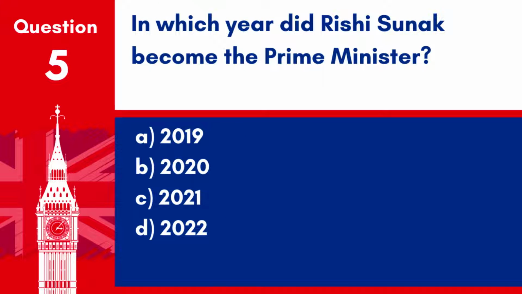Question 5. In which year did Rishi Sunak become the Prime Minister? A. 2019. B. 2020. C. 2021. D. 2022. Answer: D. 2022. Rishi Sunak became the Prime Minister of the United Kingdom in 2022.